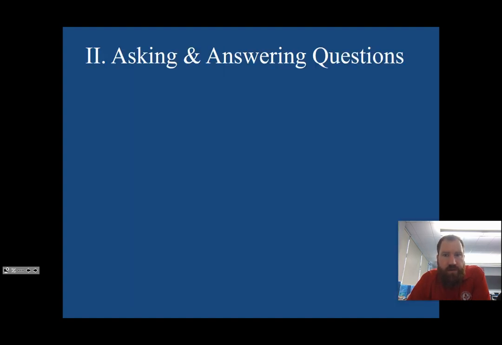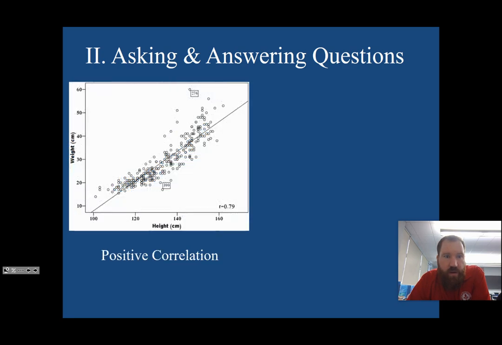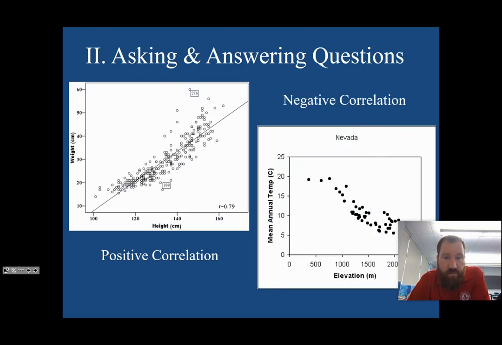So let's look at another scatter plot. I told you about height and weight earlier. So this is the data. You can see that there's a pretty strong, about positive 0.8 correlation between height and weight. As height goes up, so does weight. As weight goes up, so does height. Now, a negative correlation is going to look like this. You can see that it has a negative slope.